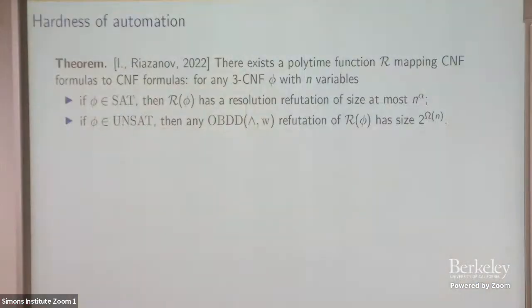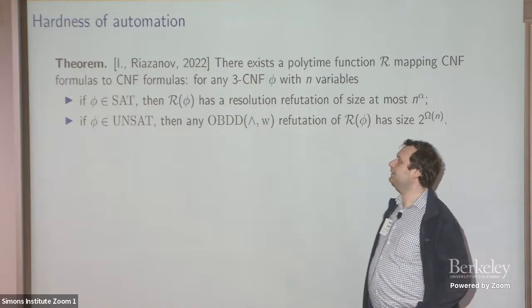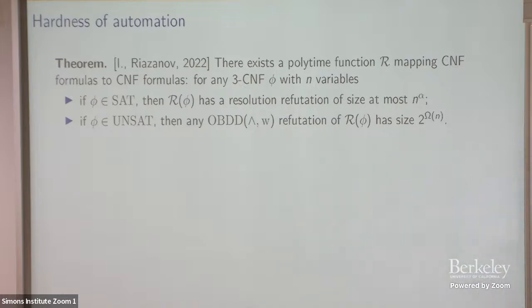It can also be shown that it is NP-hard to automate OBDD with conjunction and weakening. There is the following theorem: there is a polynomial time function mapping CNFs to CNFs with the following property. If phi is a satisfiable formula, then the result of this function has a short resolution refutation, and if phi is an unsatisfiable formula, then any OBDD and weakening refutation has exponential size.